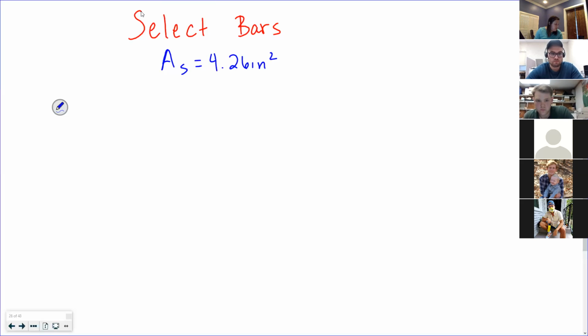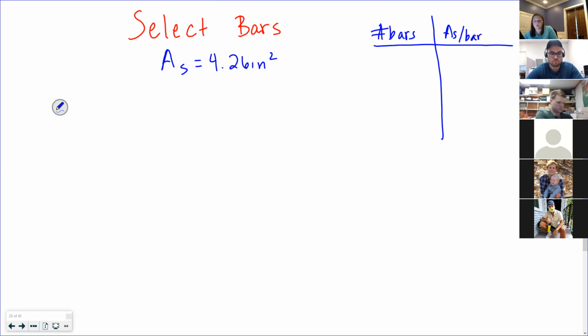Let's see, I did it differently this time. If I did my number of bars and area per bar, if I have 2 bars, 4.26 divided by 2 is 2.13. That would be 2 number 14s.